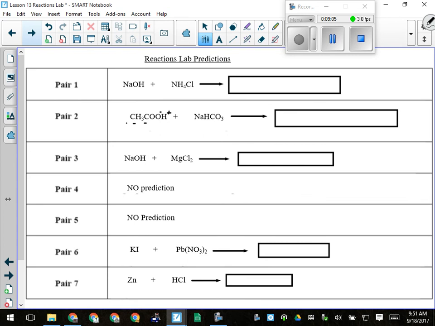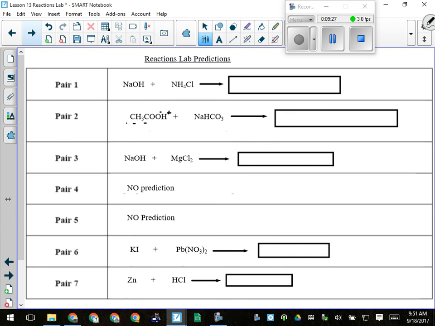And then for pair 6, we've got, again, an ionic compound and an ionic compound. So what should happen there? It should be double replacement. Again, we switch the metals. And then number 7. It looks like single replacement, an element this time reacting with a compound, so we can figure out who's going to end up with who.